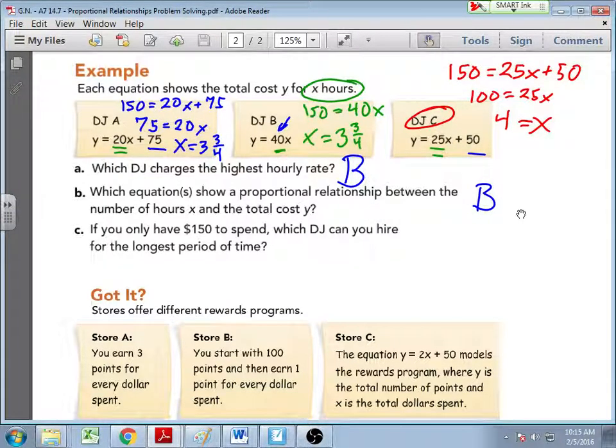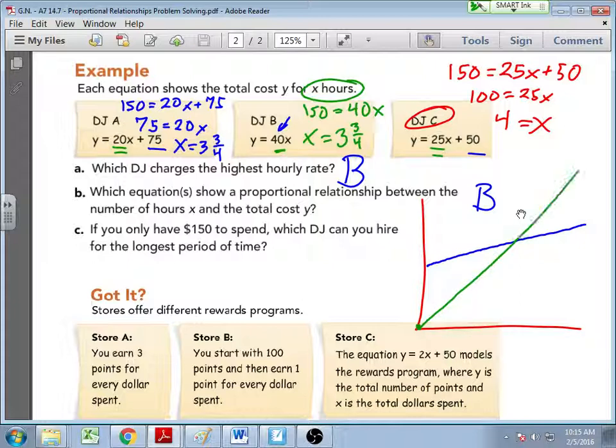So when we think about those lines, if I make DJ A my blue line, he has an initial fee, but then less of an hourly charge. DJ B has no initial fee, but a more expensive hourly charge. This point where they cross would be the 3 3/4 of an hour at $150. That intersection is where they are the exact same price for the exact same amount of time. After that, every hour would be more for DJ B than DJ A. So if you decide you want to hire him for longer, DJ A would be your better deal. But then we'd have to throw DJ C in the mix and compare that with A.